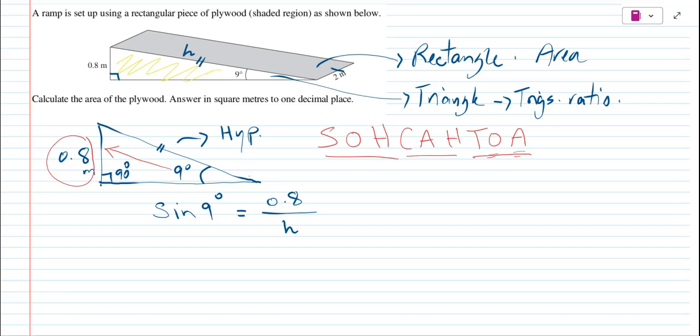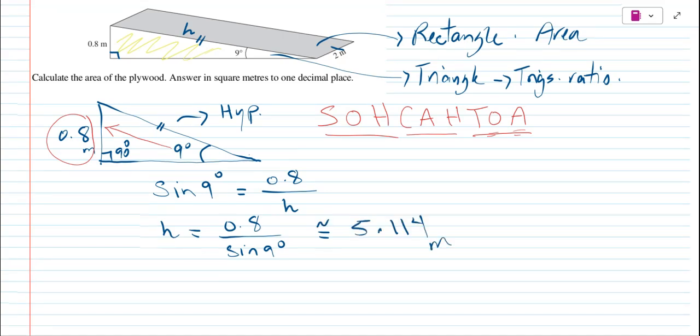All right, now we're going to manipulate this. So h equals 0.8 divided by sine of 9 degrees, and then you use your calculator and come up with an answer. And here is the answer: 5.114. When I punch that into the calculator, we get the hypotenuse, which is equivalent to the length of this shaded rectangle.